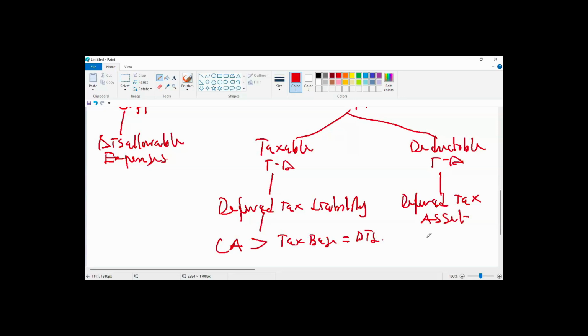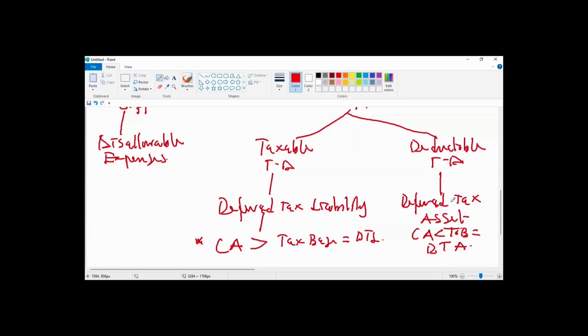Then, for deferred tax assets, when the carrying amount in the book of the accountant is lesser than the tax base, it will lead to what? Deferred tax assets. I must know these principles very well. That is what I need for exam purpose.